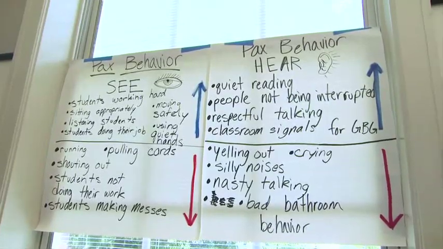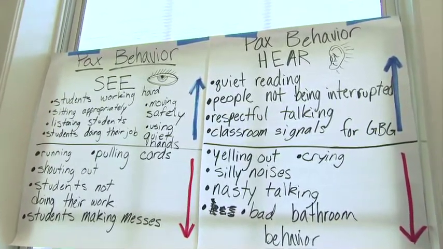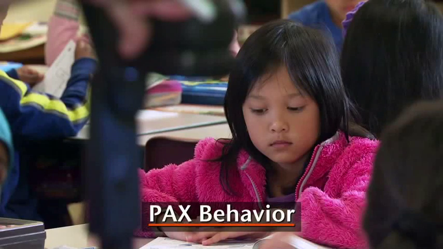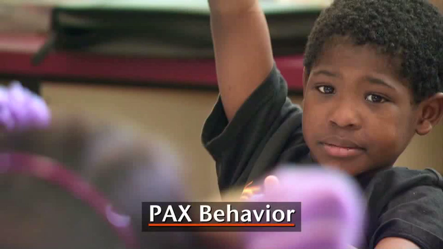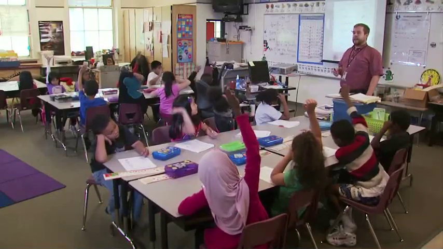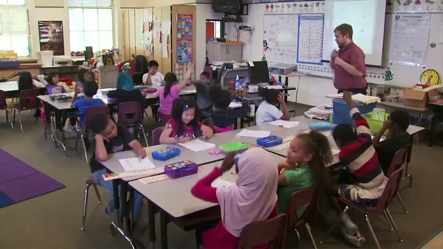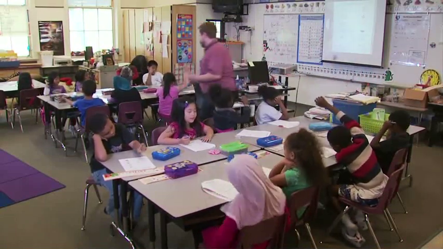To start playing the game, you have to first create the PAX vision for your classroom. And the PAX vision is how you want your classroom to look, to feel, and to sound. The students helped decide what they wanted the atmosphere of their classroom to be. Unwanted behaviors are called spleens, while positive behaviors such as staying in your seat or raising your hand are called PAX behaviors. The classroom has been divided into 3 teams, and the goal of each team is to behave in ways that will result in the fewest number of spleens.